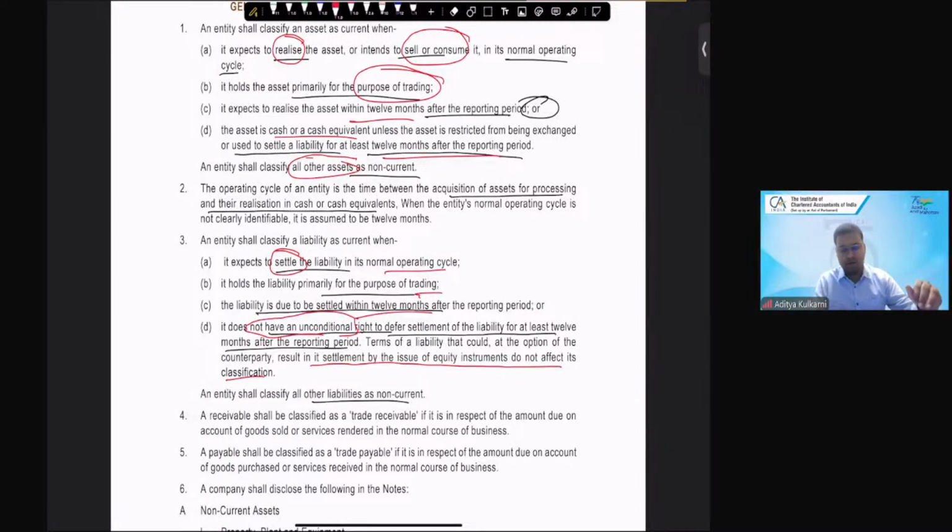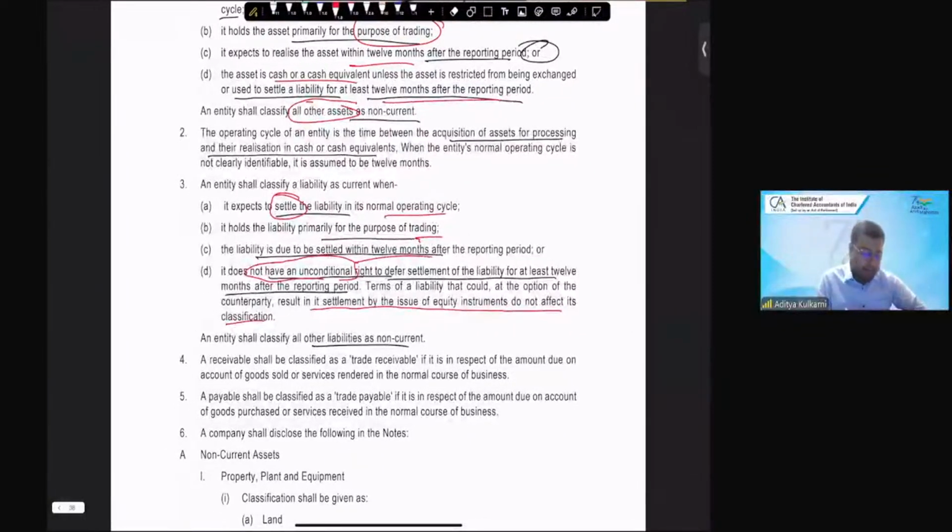So, for example, you have issued convertible debentures, convertible at the option of the holder. So this becomes a term of the liability that could get converted into equity. Those terms do not affect the classification of a liability. All remaining liabilities are classified as non-current.